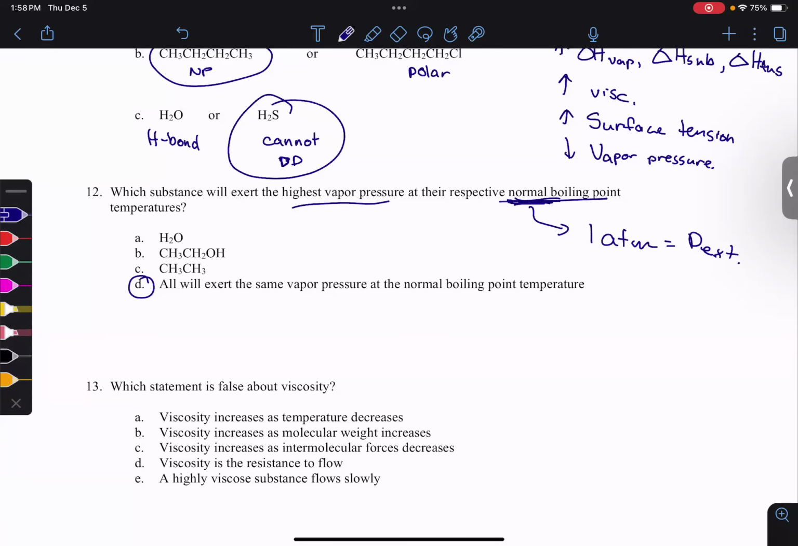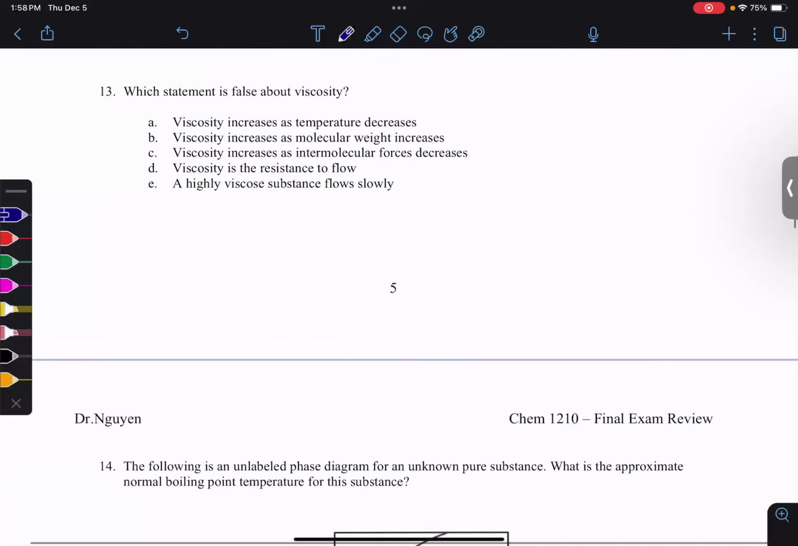So that one's a trick question. Anything will boil on Earth when the vapor pressure is equal to 760 torr. All right, perfect. Okay, 2 more here.